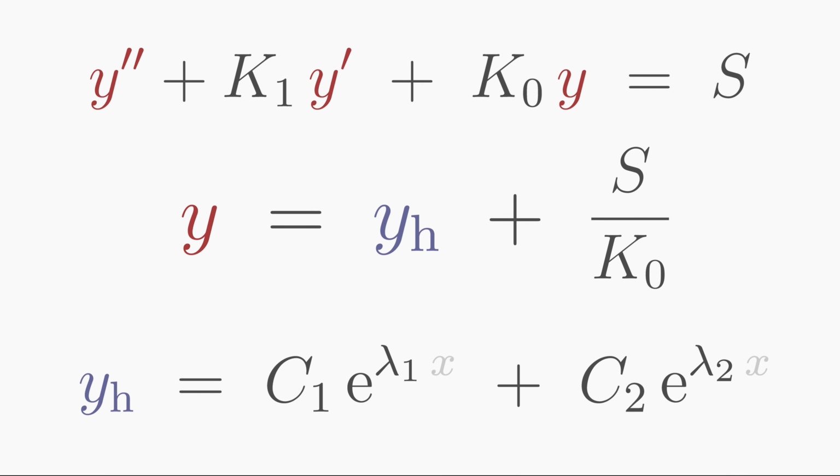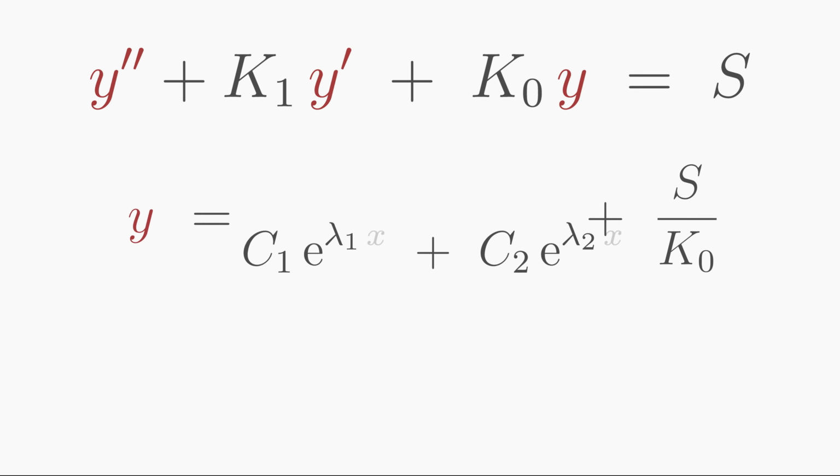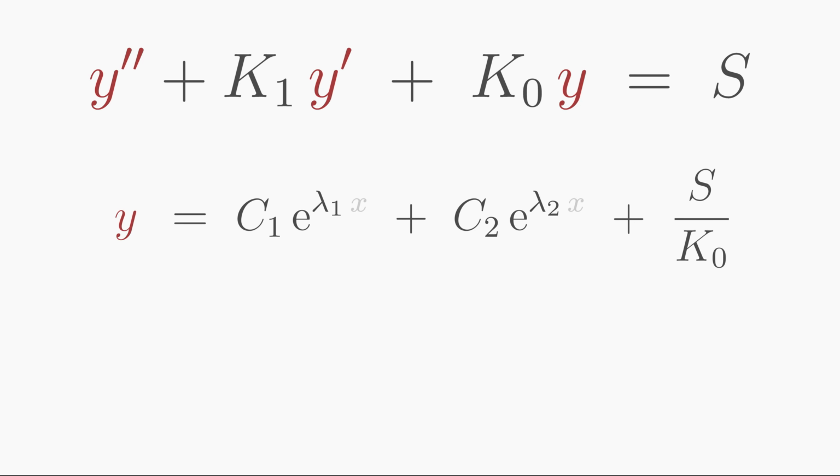Now, to get a general solution of such an inhomogeneous differential equation, we have to add the homogeneous solution and the particular solution. The two unknown constants, c1 and c2, are determined by the constraints, as you know.